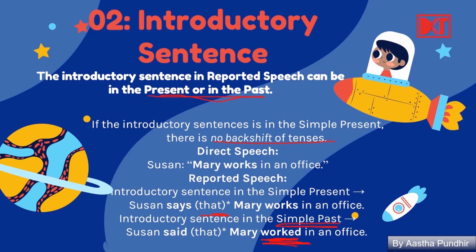Like, what is the introductory sentence? Like this: Susan says that. This is in the simple present, Susan says, meaning Susan says this. Okay? She regularly says this, meaning that is her stance. Susan says that, in the simple present. So that Mary works in an office. Okay? But if we are talking about the past, that Susan said this, so Susan said that. She has already said it, she doesn't say it right now. She has said this already. Susan said that Mary worked in an office.